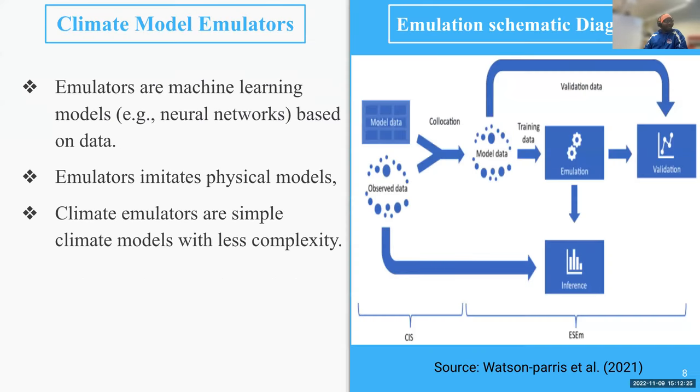Then one of the basic frameworks is shown on the schematic, the figure on the right-hand side, which shows the schematic flow of how this emulator can be used. We tend to have the data set from the model and the observation, and the observation data will be used as a calibrator. Then the data set from the model is the one you are trying to imitate, so that you can forecast from that data set without really executing the actual model, maybe like the land model. So this climate model emulator has less complexity and tends to imitate the physical models without discarding the physical model.